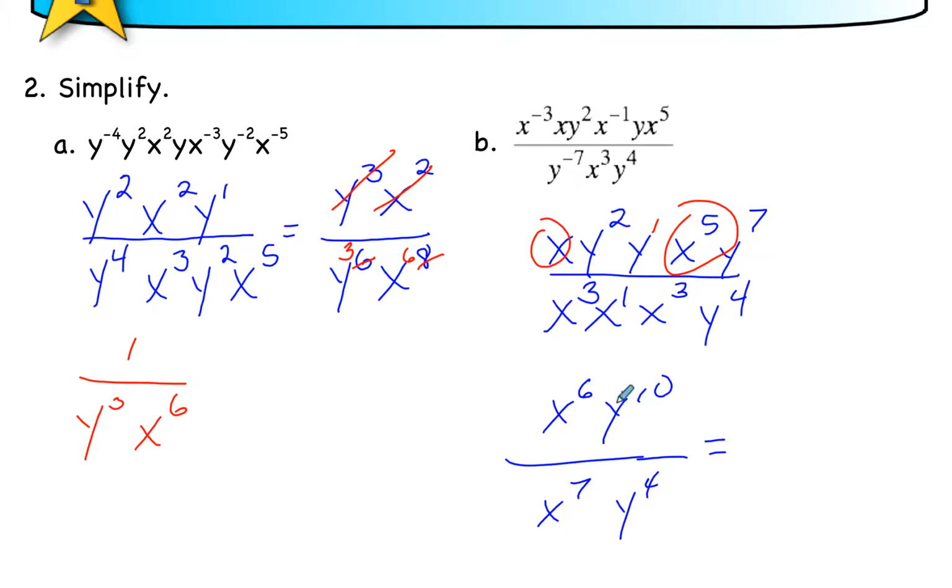And now we can simplify. We have 6 x's here, 7 x's here. We're going to be left with a single x in the denominator. All of these 6 are going to cancel with those 7, and we're going to be left with 1 there, right? So that's x to the first. We have 10 y's in the top, 4 y's in the bottom. So we're going to end up with 6 y's in the top. So it's y to the sixth power over x.